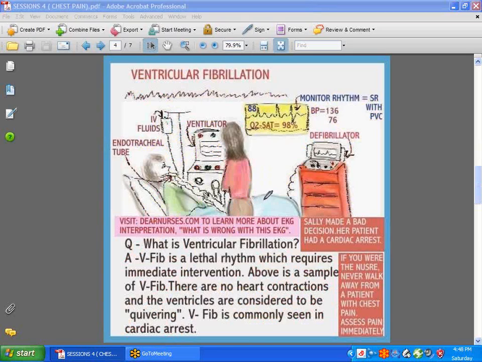Now let's take a look at what happened to that patient that Sally neglected to take care of, who was having chest pain. This patient wound up in a rhythm called ventricular fibrillation. Now you may not be able to read an EKG, but that does not mean that you cannot pay attention to what happens. Most patients in cardiac arrest wind up in this rhythm, ventricular fibrillation. It is what is called a coarse, wavy line. Now let's just back up a little bit so I can explain more.